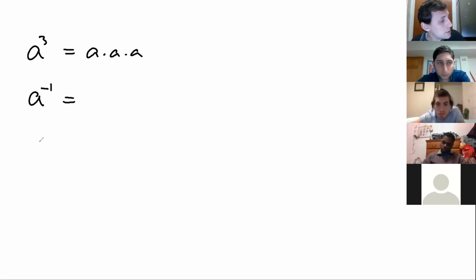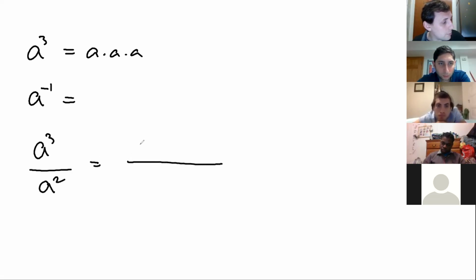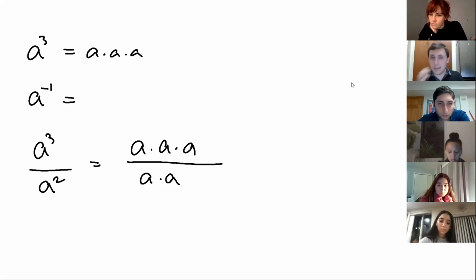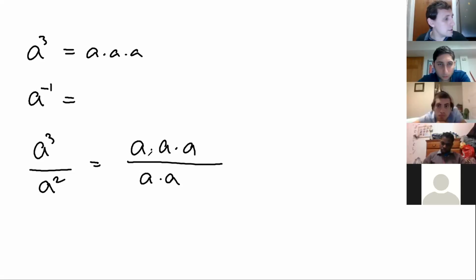Look at it, guys. So suppose I have a cubed divided by a squared. We have a times a times a versus a times a. Do you agree? And you understand when you divide by a's, that means you cancel some of the multiplications. So what happens here, guys, look at it. Some multiplications are canceled. You see that you're left with a to the power of 3 minus 2, which is a to the power of 1.